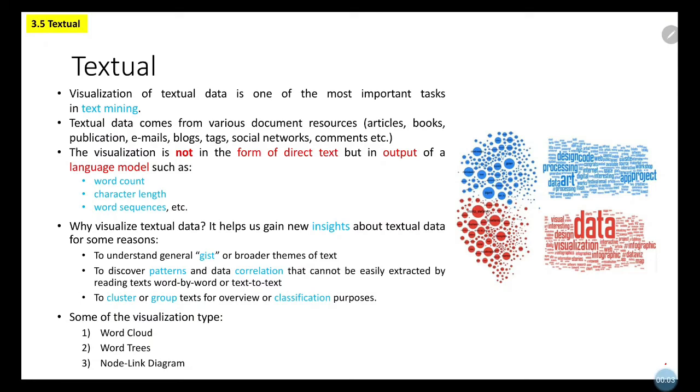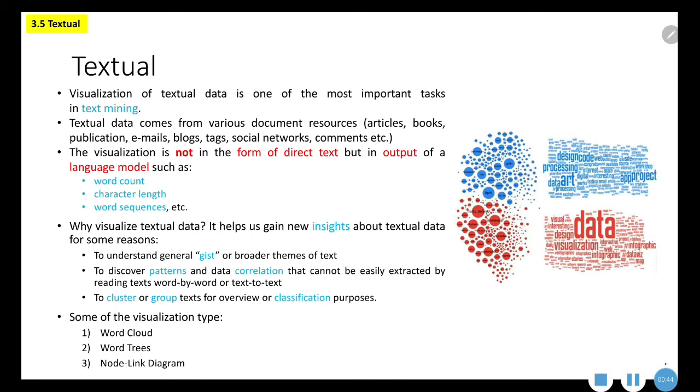And the last type of data visualization structure is textual. Visualization of textual data is one of the most important tasks in text mining. So what is text mining? Text mining is also called text analytics, a process of deriving high quality information from a text. Textual data comes from various document resources such as articles, books, publications, emails, blogs, tags, social networks, comments, etc.